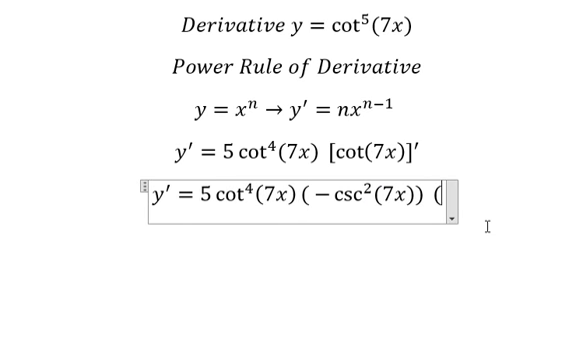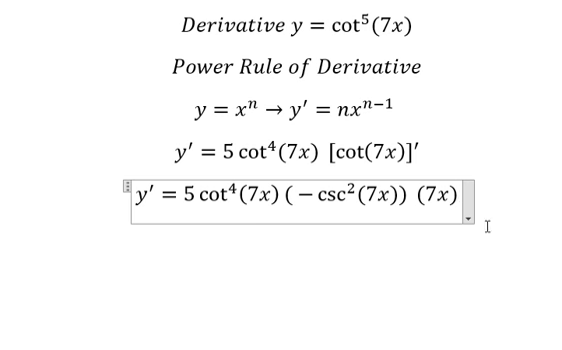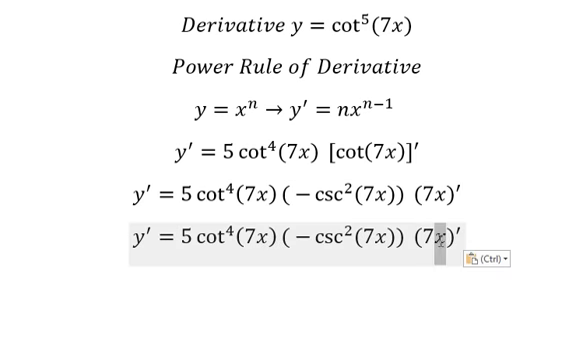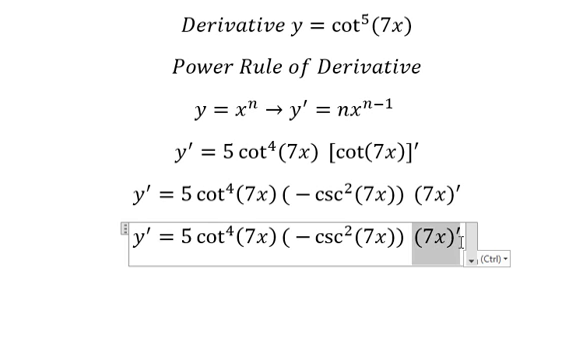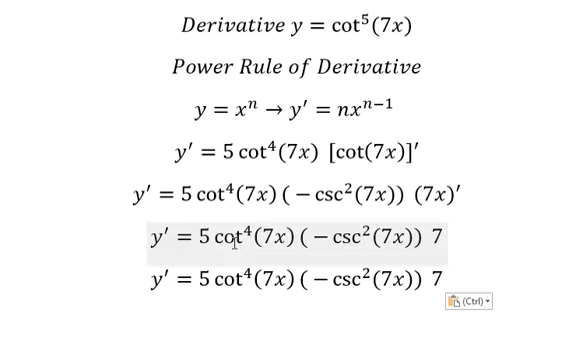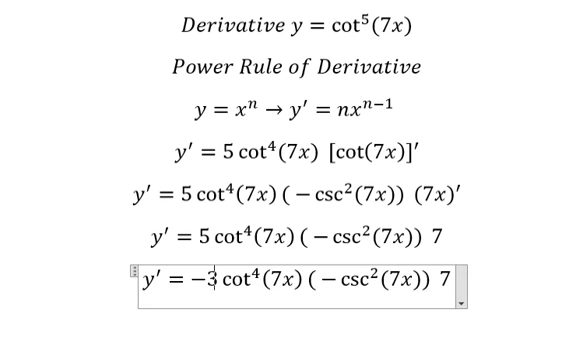Later, we need to do the first derivative of 7x. And this one, we have number 1, so we just have only number 7. And now we need to simplify 7, number 5, and negative, and we can put negative 35 in here.